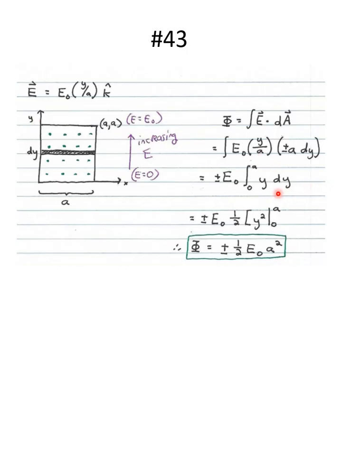Take that integral, so we have plus or minus E naught and then times 1/2 of y squared from 0 to a. And in the end, you get plus or minus 1/2 E naught a squared. Again, the plus or minus just means it might be going in, it might be coming out, relative to which way we refer to in and out as part of the surface. But if you're just interested in the magnitude, you can just say 1/2 E naught a squared.